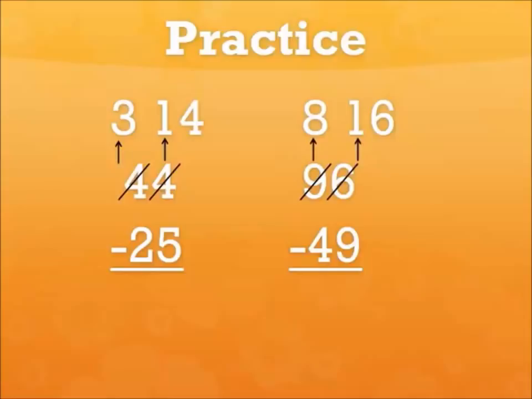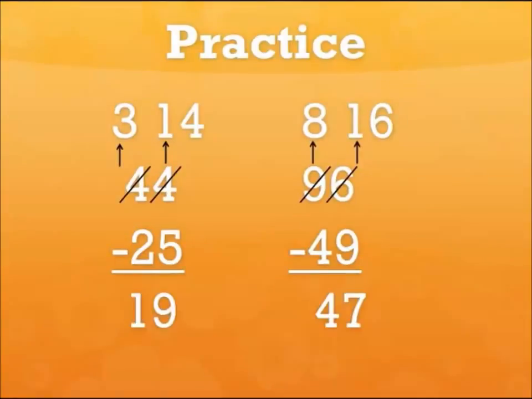In the second problem, we have 9 on the bottom and 6 on top. We have to go over to the 9 that's on top and borrow 10 and make it an 8. We give that 10 to the 6, making it 16, and then we subtract 16 minus 9, and then 8 minus 4. And that should give us our answer for that one. Let's see if you got them right. These are the answers we came up with. 44 minus 25 equals 19, and 96 minus 49 equals 47.